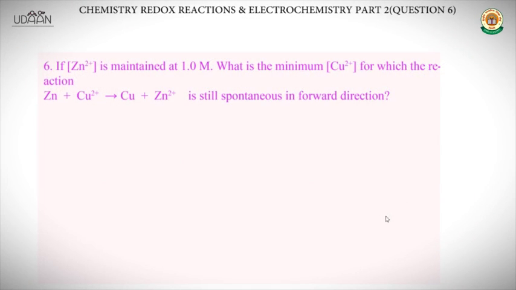Alright, so in this question we have to use the concepts of the Nernst equation as well as the principle of the spontaneity of the reaction based on whether delta G0 is negative or positive. The question is, if Zn2 plus is maintained at 1 molar concentration, what is the minimum copper 2 plus concentration for which the reaction Zn plus Cu2 plus gives Cu plus Zn2 plus is still spontaneous in the forward direction, that is in the direction that is given. So Tushar, please take us through this question.